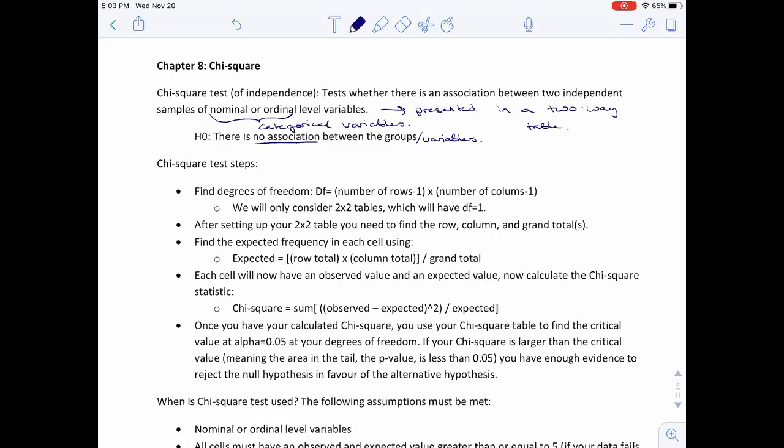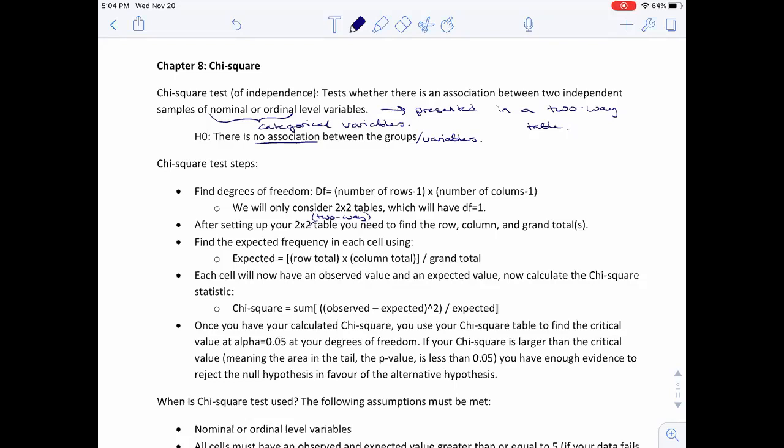So then after setting up your 2x2 table, or just in general a two-way table, not necessarily a 2x2, right? For us, because we were only using 2x2 tables. You need to find the row totals, the column totals, and the grand total.